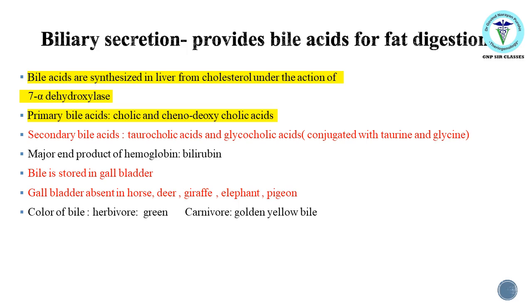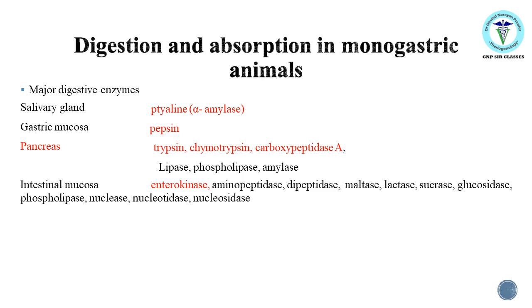Biliary secretion provides bile acids necessary for fat digestion. These acids are synthesized in the liver and stored in the gallbladder, playing a crucial role in breaking down dietary fats. In monogastric animals, digestion and absorption involve various enzymes from the salivary glands, gastric mucosa, and pancreas. These enzymes break down food into absorbable nutrients.